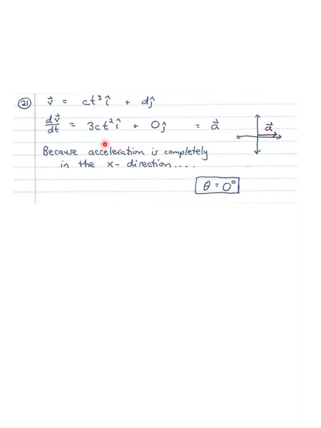And because it says that c is positive, then all of this is positive, so we can see the acceleration is in the positive x direction. And then because acceleration is completely in the x direction, we also know that the angle of acceleration is 0 degrees. It's completely horizontal.